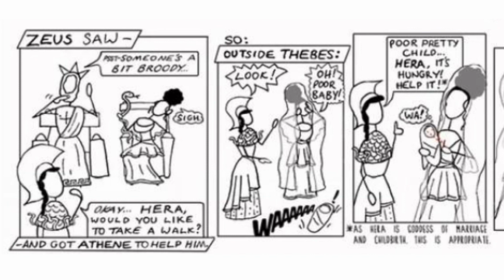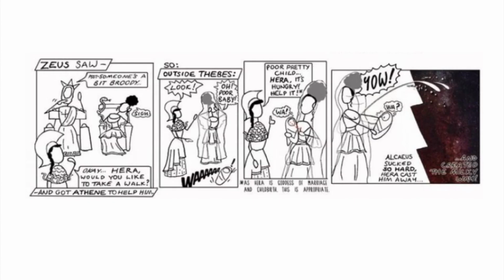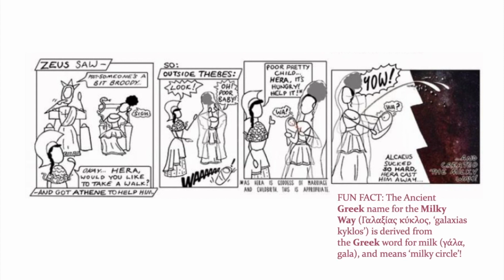So this is somewhat appropriate. She's able to feed the child. And so she exposes her breast in order to feed the child. And the baby Alcaeus, who will become Hercules, sucked so hard that Hera went, ow, and threw the baby away, and a little splash of milk goes up into the heavens. True story, it creates the Milky Way. I didn't make that up, I promise.